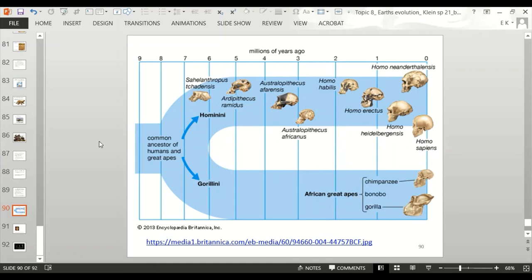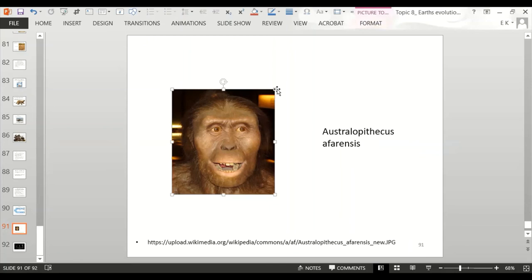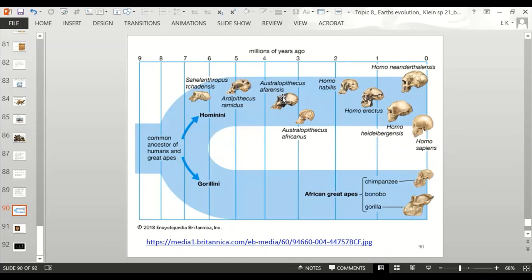So again, there's a common misconception that humans evolved from monkeys or from apes, but it's more that we have a common ancestor. So here is a representation of an Australopithecus afarensis. It's a model of what scientists have come up with as what they would have looked like. So this is an early hominin species. About 3 to 4 million years ago, the Australopithecus afarensis, which is this.